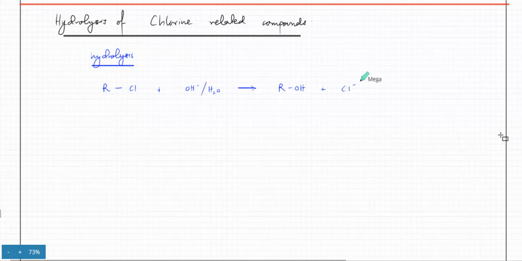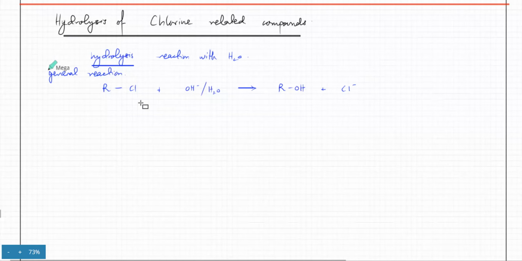So it's just a substitution reaction. What we are expecting is that the Cl in the compound, whatever the compound is, is going to get substituted by OH. It's going to be a reaction with water. That is hydrolysis with water, and this here is the general reaction.